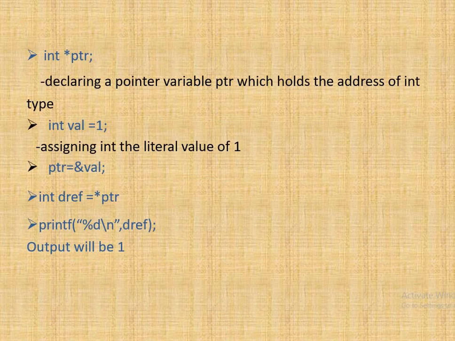This is a simple declaration: int *ptr. ptr is a pointer which can hold the address of integer type. After that, int val = 1. val is a variable of integer type, and we have assigned it the integer literal value 1. In ptr, we are storing the address of val. After that, we have another variable, int dref = *ptr.